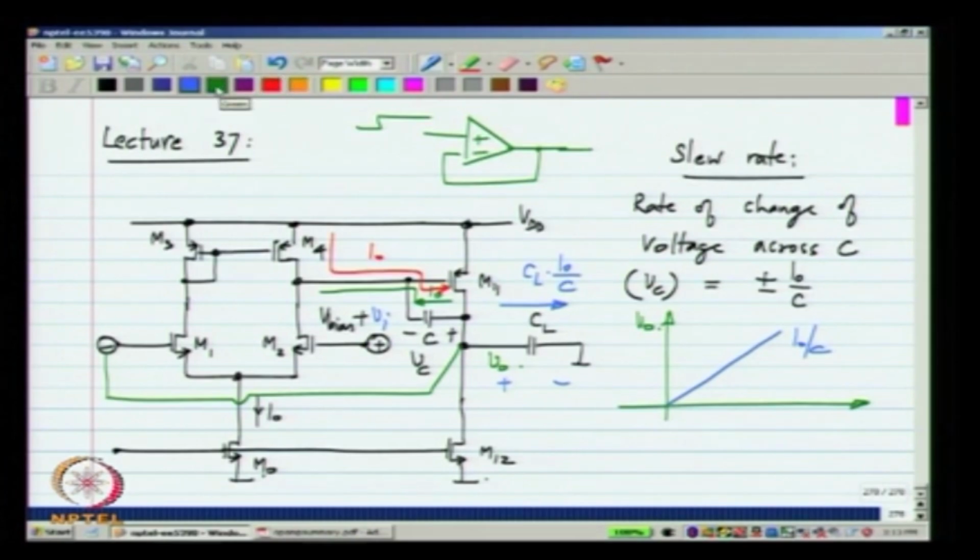Similarly, if the output voltage was reducing, with a slope of minus I naught by C, there would be a current in the other direction, but also of value CL times I naught divided by C. Now, let us examine these two cases separately.